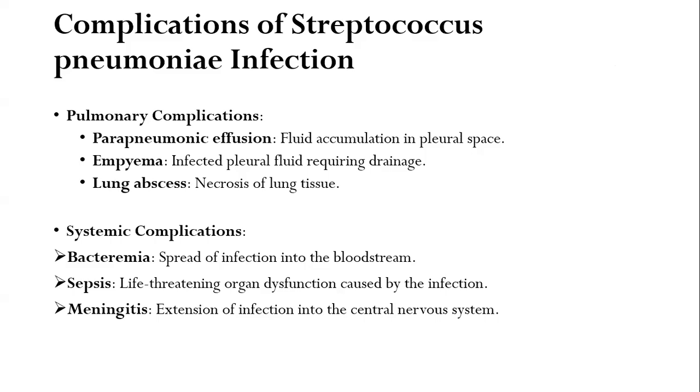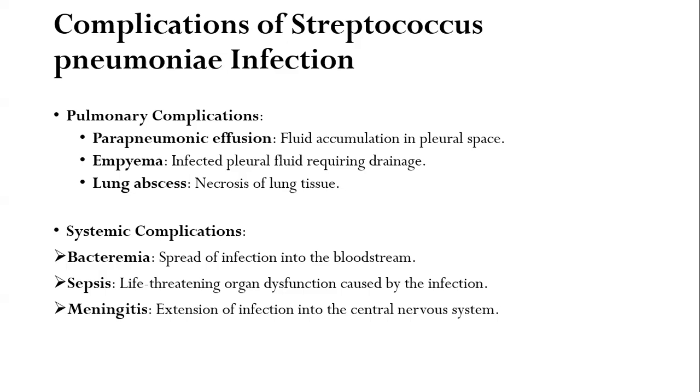Pulmonary complications like fluid accumulation in the pleural space leading to parapneumonic effusion, and empyema when the pleural fluid gets infected, and empyema is an indication for putting a chest tube. And lung abscess can also occur. The lung abscess means necrosis of the lung tissue.